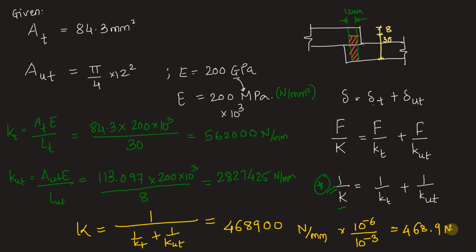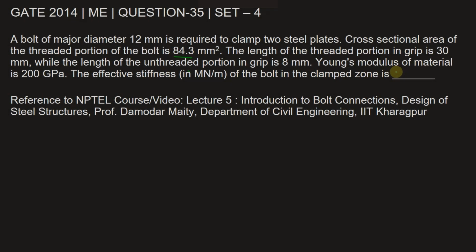We get this as 468.9 meganewton per meter. Let's go back and fill in the answer. So the answer is, effective stiffness of the bolt in the clamped zone is 468.9 meganewton per meter.